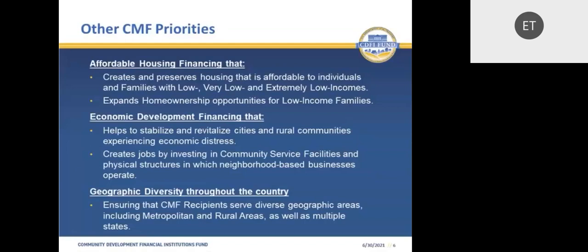In addition to leveraging capital, CMF has priorities around targeting affordable housing that creates and preserves housing that's affordable to families with low, very low, and extremely low incomes, and also affordable housing that expands homeownership opportunities for low-income families. For economic development financing, priorities are economic development activities that help stabilize and revitalize cities and rural areas experiencing economic distress, and that create jobs by investing in community service facilities and physical structures in which neighborhood-based businesses operate. Geographic diversity throughout the country is also a goal of the CMF program. We want to ensure that CMF recipients serve diverse geographic areas, including metropolitan and rural areas, as well as multiple states.